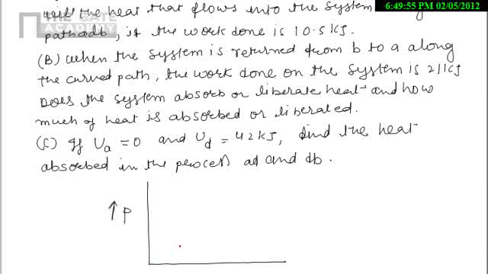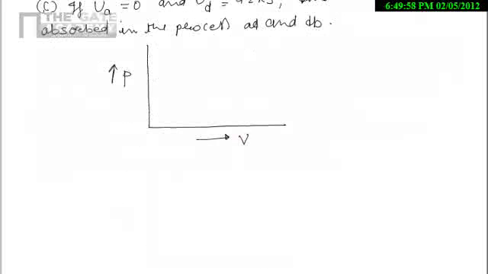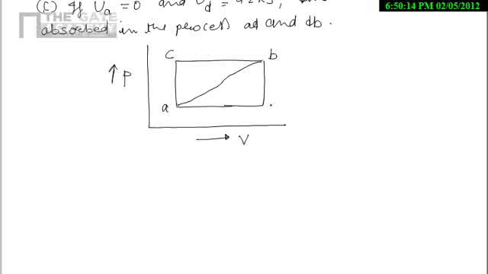On Y there is a pressure, on X there is a volume. Here we are having a rectangular block, and here we are having a curve, and this one is A, B, this one is C and D, and these are the various parts. So now let's take the first part.